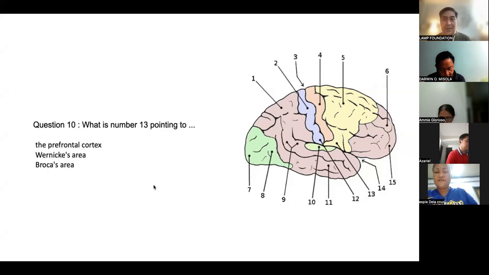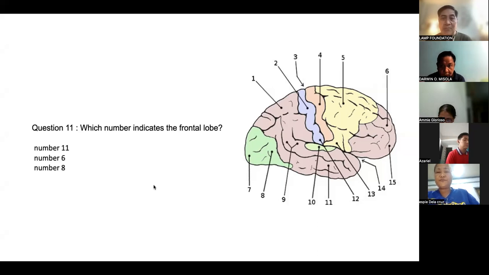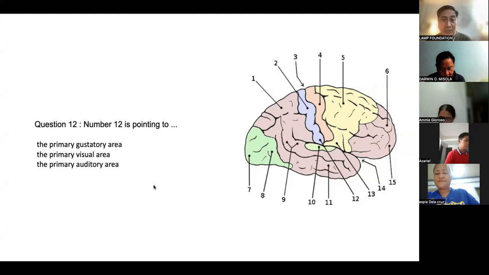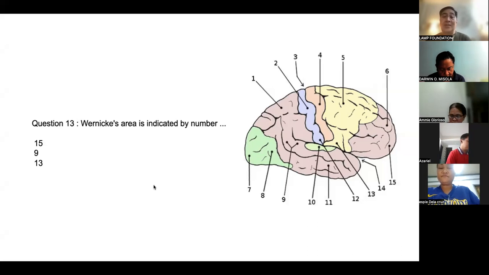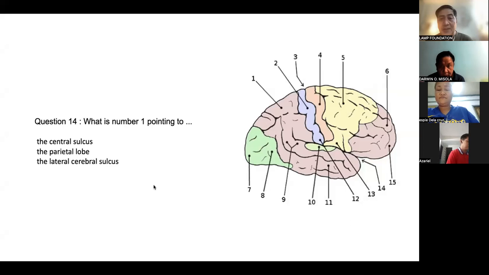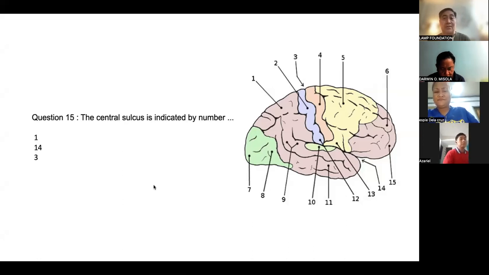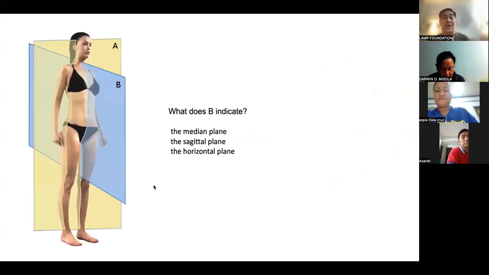Which number indicates the lateral cerebral sulcus? Number 14. What is number 13 pointing to? The Broca's area. Which number indicates the frontal lobe? Number 6. Number 12 is pointing to the primary gustatory area. Wernicke's area is indicated by number 9. What is number 1 pointing to? The parietal lobe. The central sulcus is indicated by number 3. Wow. Okay.